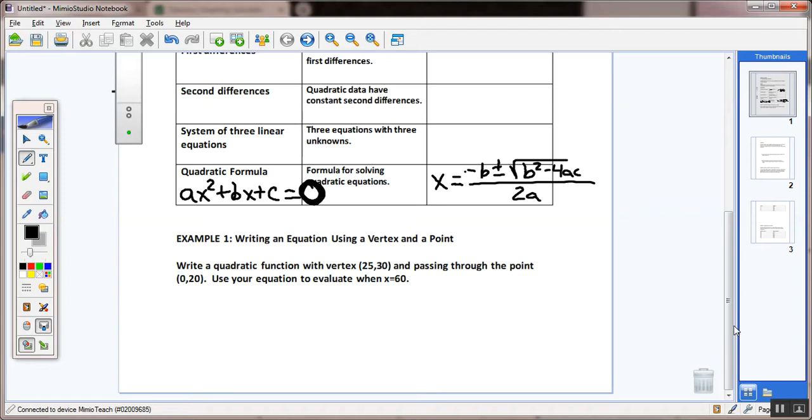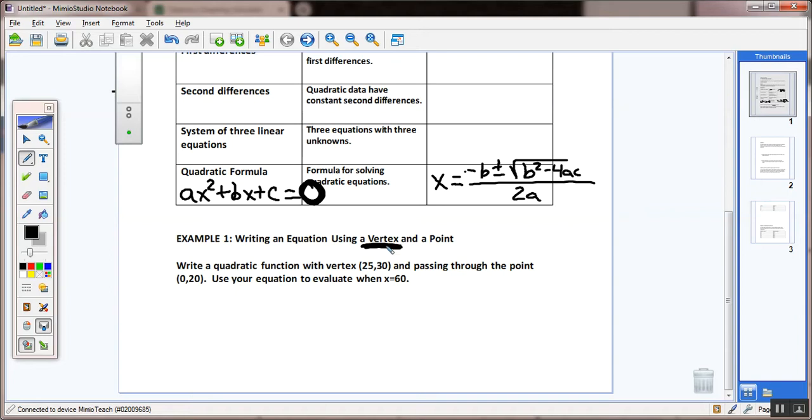Using what and a what? Okay. Vertex and a point. So I want to start this right here. First of all, it says if you're going to write an equation using a, I'm going to underline this word, vertex right here. I want you to think about this.